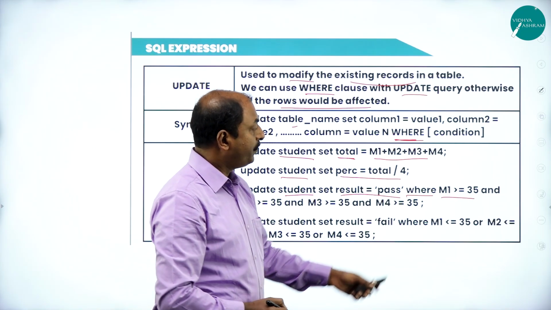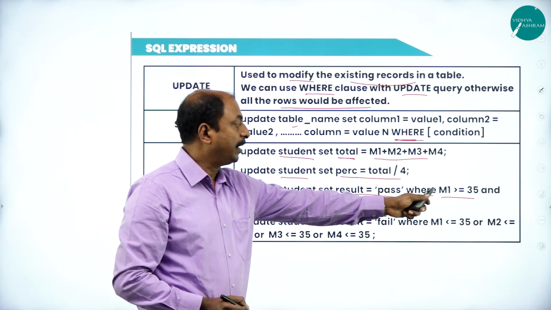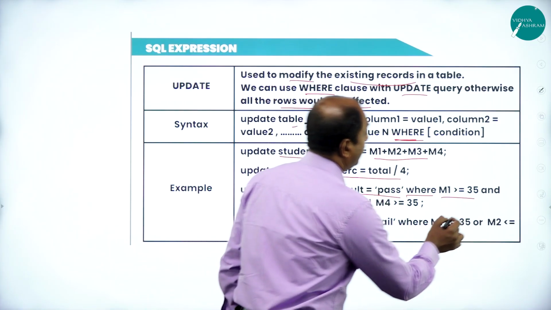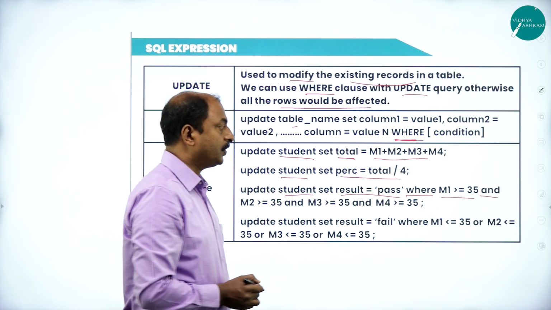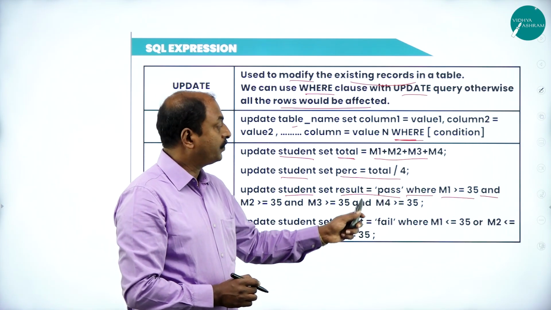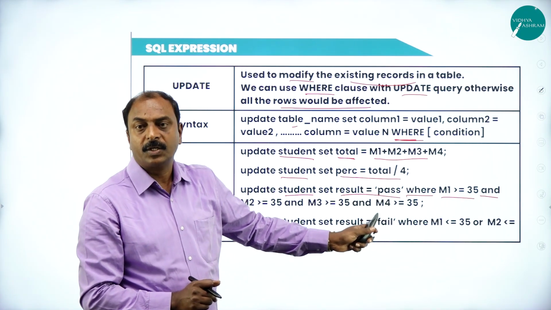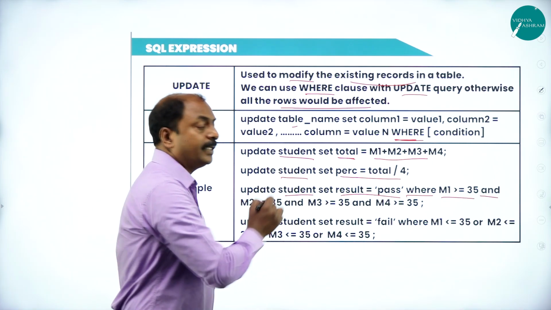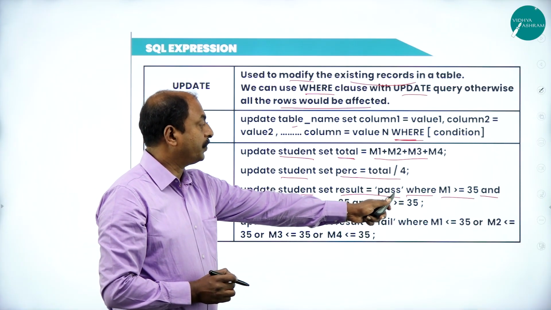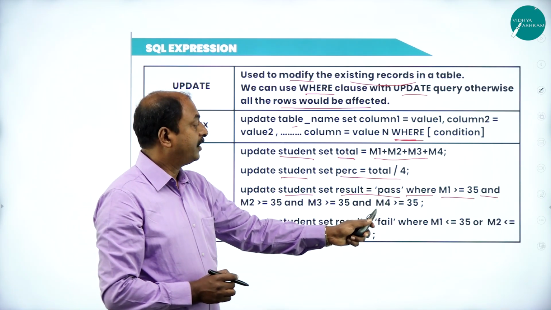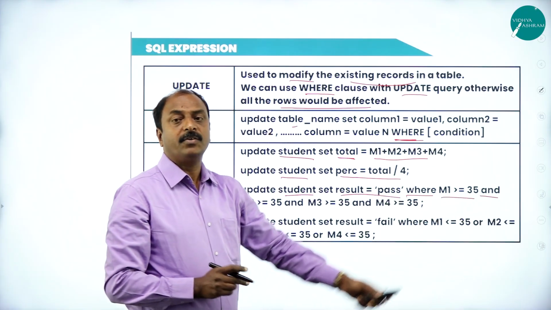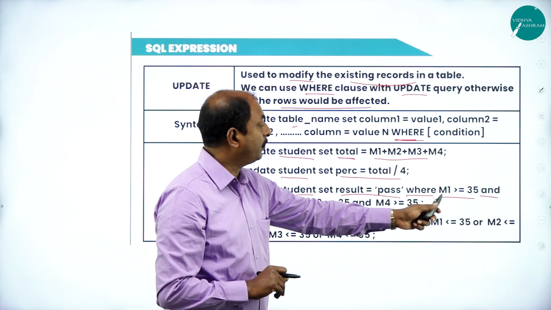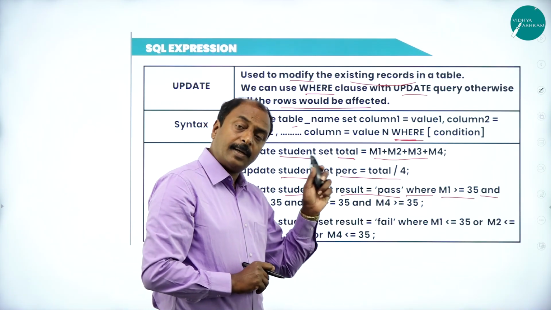So generally if the marks of all the subjects, M1 should be greater than or equal to 35. Here we are using AND operator. So all the marks in these 4 columns should be greater than or equal to 35. Then it is going to execute this update expression. So accordingly, we are going to get the result pass where the values are greater than or equal to 35 for all the fields M1, M2, M3 and M4.